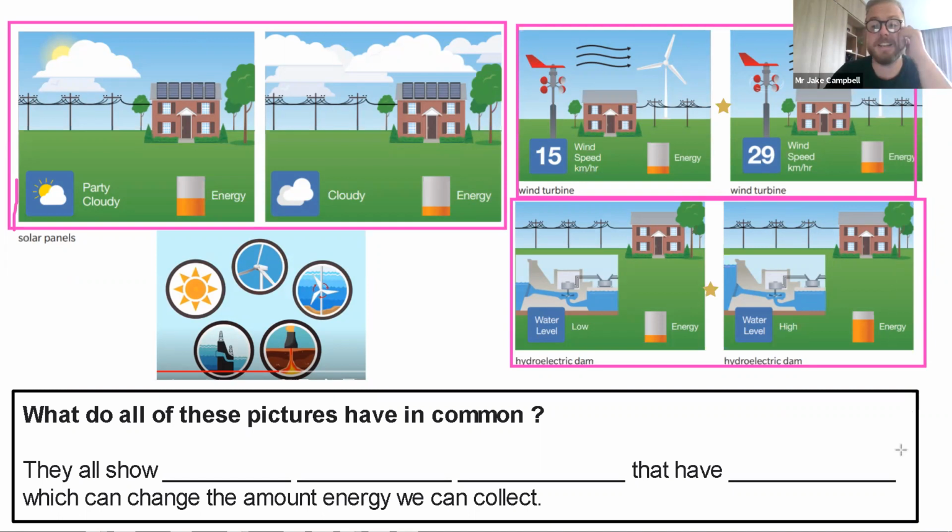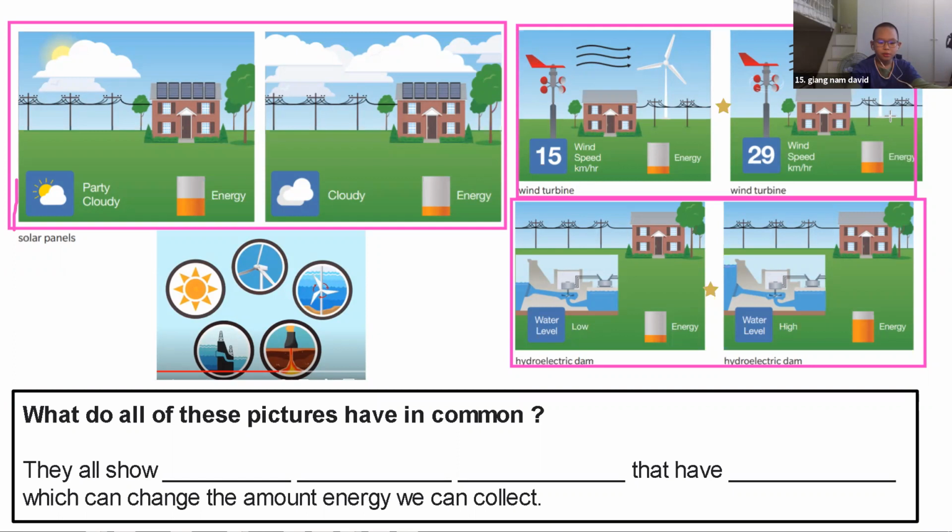Now, class, what we have here is a sentence to fill out at the bottom. Can you read the question? And then James, can you read the sentence but say blank for all the blanks? What do all of these pictures have in common? They are so blank that have blank which can change the amount of energy that we can collect. What do they all show? So variable.